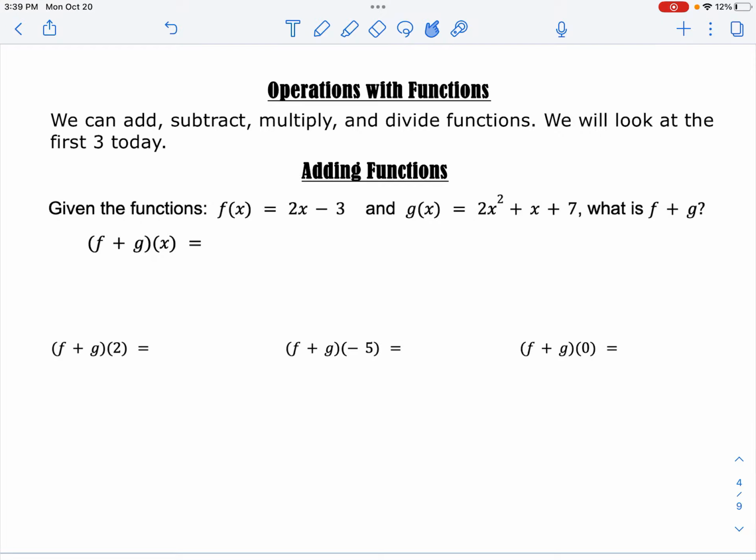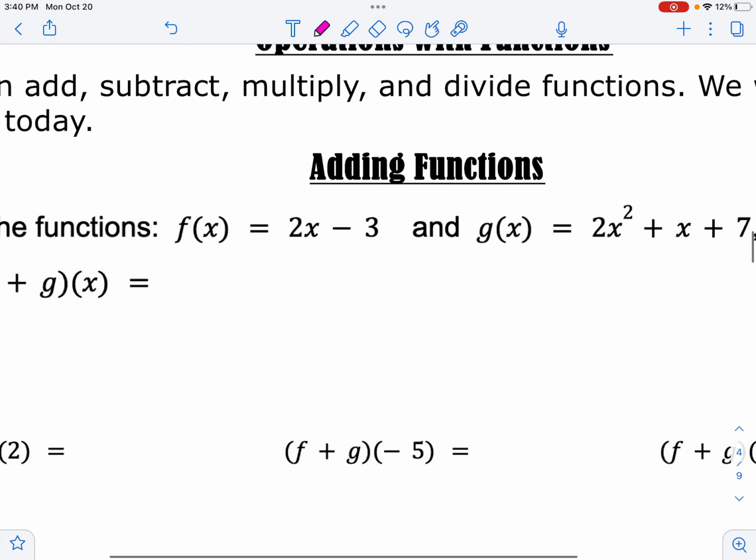So if I want to do f of x, this is kind of how it's read, f plus g of x. Really what that means is take f of x and add g of x. That's all that means. So what does that look like? Well, we're going to take 2x minus 3 plus 2x squared plus x plus 7.